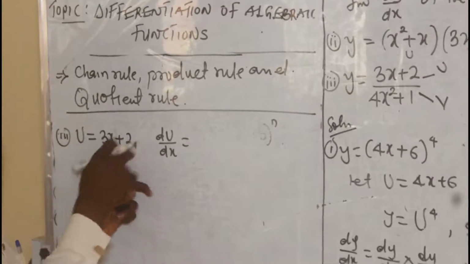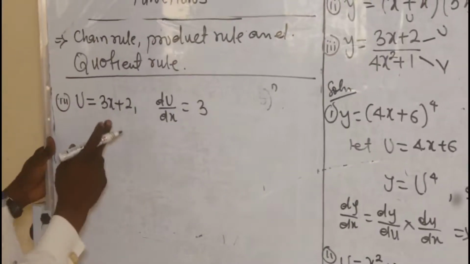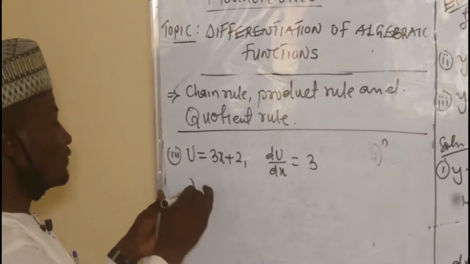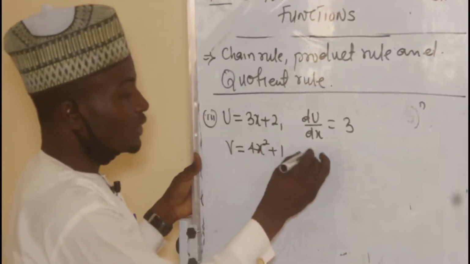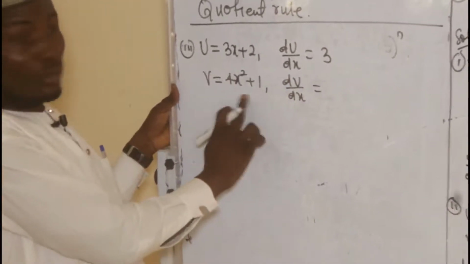What is our du dx of this one now? Class. 3x plus 2. Du dx is going to give us 3 only, because the differentiation of 3x is 3. 2 is 0. Right? So what is v? V is 4x squared plus 1. So dv dx is going to be equal to, let's differentiate this. What is the value of this?